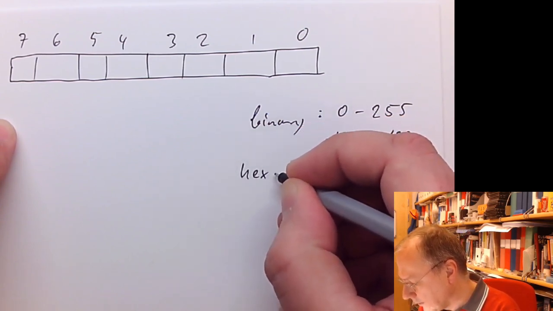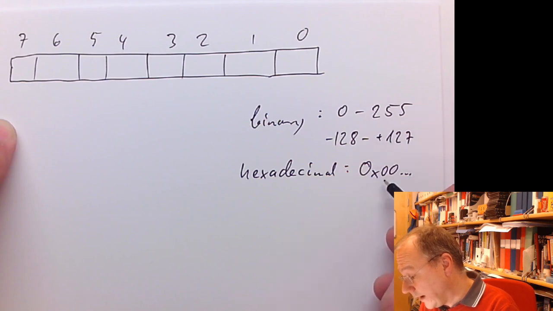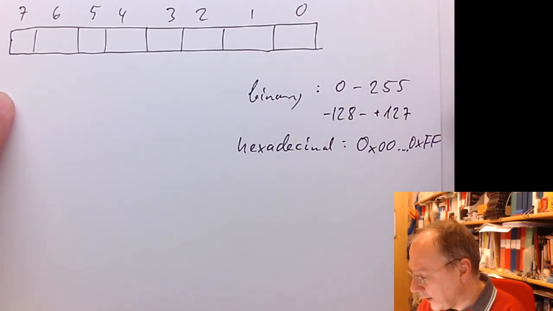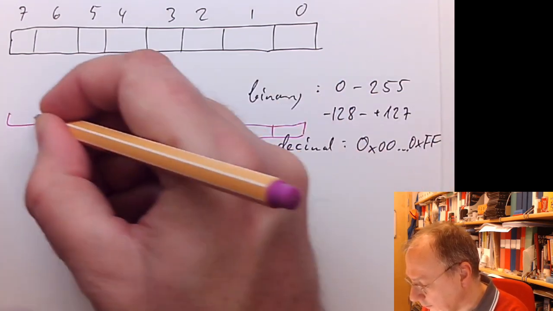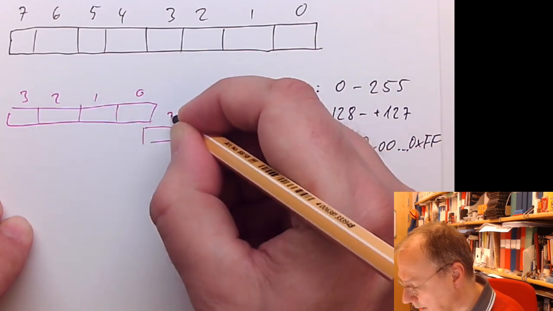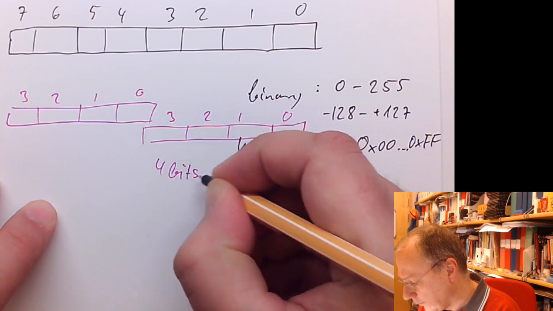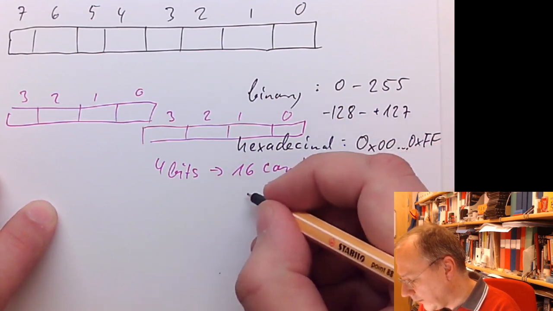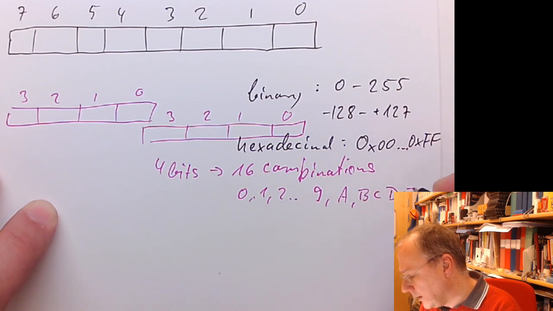In hexadecimal, we have seen that these numbers are stored as 0x00 to 0xFF, where F means 15. So in hexadecimal, we are actually dividing the 8-bit number into two 4-bit numbers. And then we treat this as bit 3, 2, 1, 0 and this as 3, 2, 1, 0. With 4 bits, we have 16 combinations, and these are in hexadecimal coded as 0, 1, 2, up to 9, A, B, C, D, E, and F.